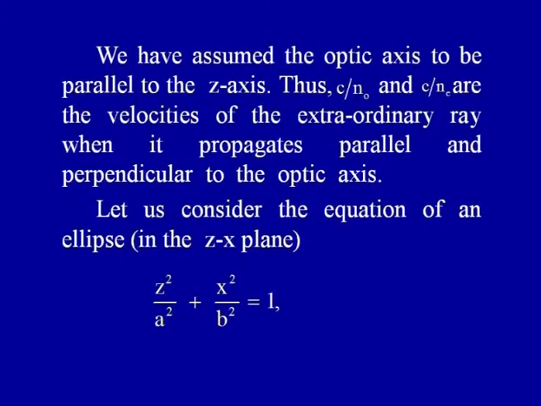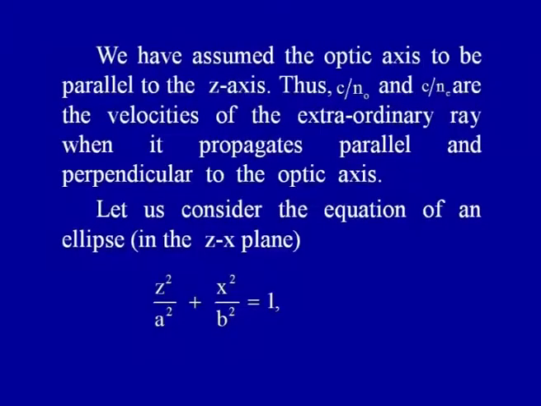The c by n_O and c by n_E are the velocities of the extraordinary ray when it propagates parallel and perpendicular to the optic axis. Parallel to the optic axis means theta equal to 0, perpendicular to the optic axis means theta equal to pi by 2.